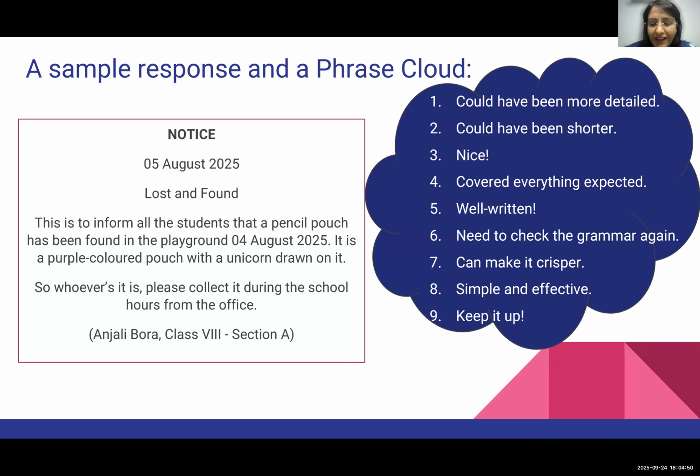So yes, we are getting the answers. Could have been more detailed. Mention name of institute. Good things: detailed, simple and effective. Mention the date and description of the article. Need to check grammar. Two good things in depth, all details. Grammar things need to be checked. Simple and effective.